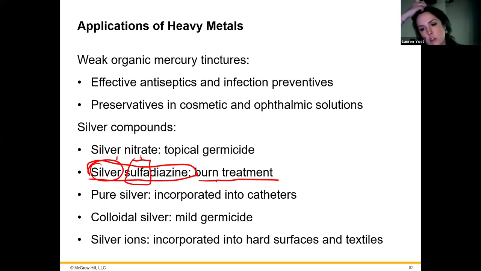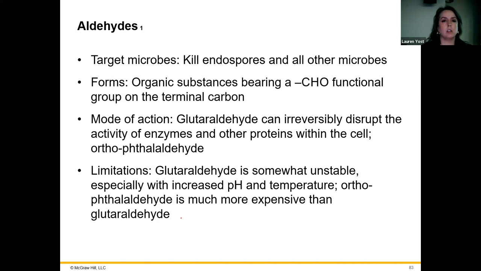So yeah, if you get a burn, they usually slap that stuff on you. Even colloidal silver, people would drink that for a while. People were drinking that. I don't know. And you can incorporate, like I was saying earlier, silver ions into hard surfaces and textiles. Yeah, they were drinking it. Whatever, people. You can turn blue from that, by the way.